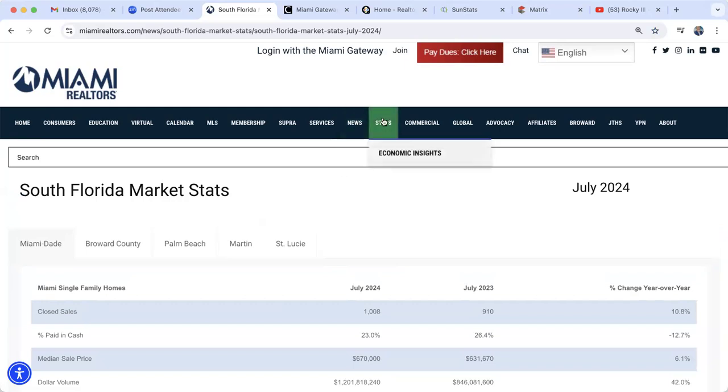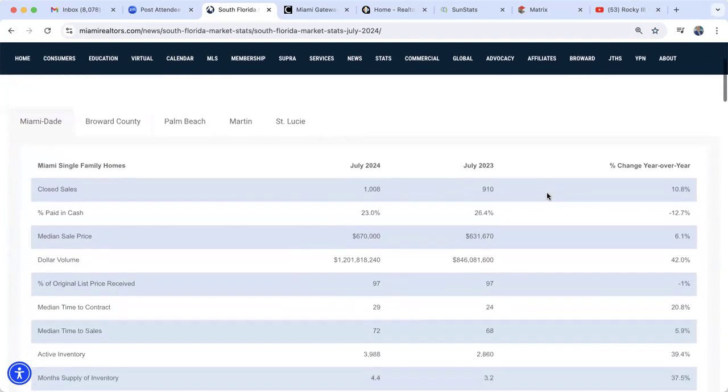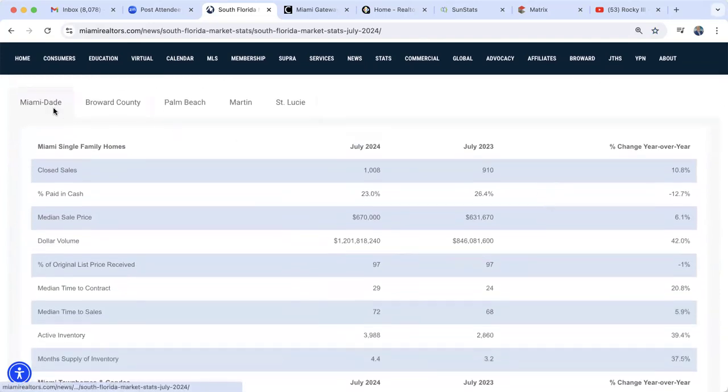But by clicking on stats inside of MiamiRealtors.com, they've already broken down the stats. Of course, we are looking at July 2024 because we're still inside of the month of August. So once August is finished, sometime next week, they'll be loading the new stats for the month of August. So let's take a look at the year-to-year comparisons in Miami-Dade County for a single family home. In July of 2024, there were 1,008 units sold. That's a 10.8% increase over last year in July. So last year in July, there were 910 single-family homes sold in Miami-Dade County. We've increased that now by almost 11%.